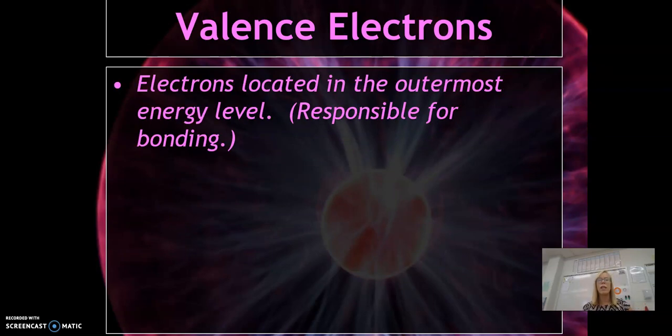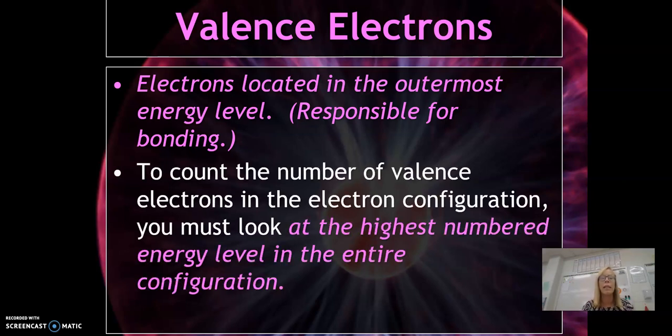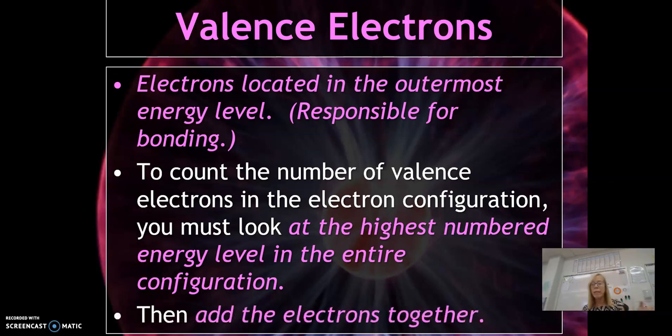Valence electrons. So the valence electrons are going to be our electrons that are located in the outermost energy level. They are responsible for the chemical reactivity of that element. So to count the number of valence electrons from the electron configuration, look at the highest numbered energy level in the entire configuration. And then you'll basically add those electrons together.